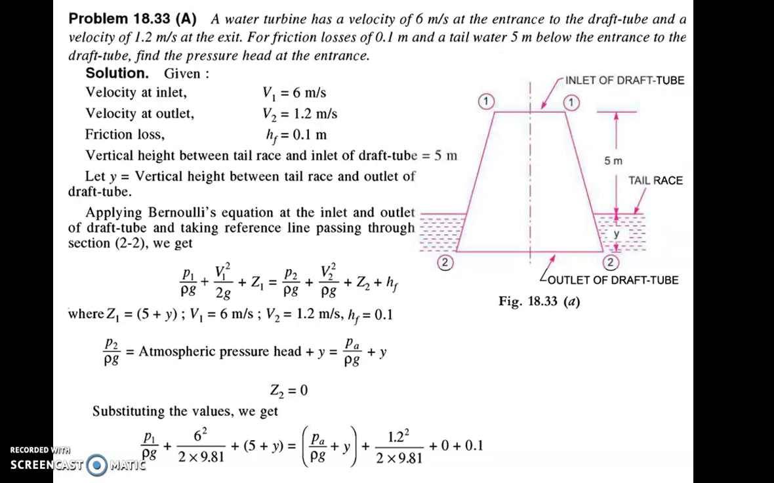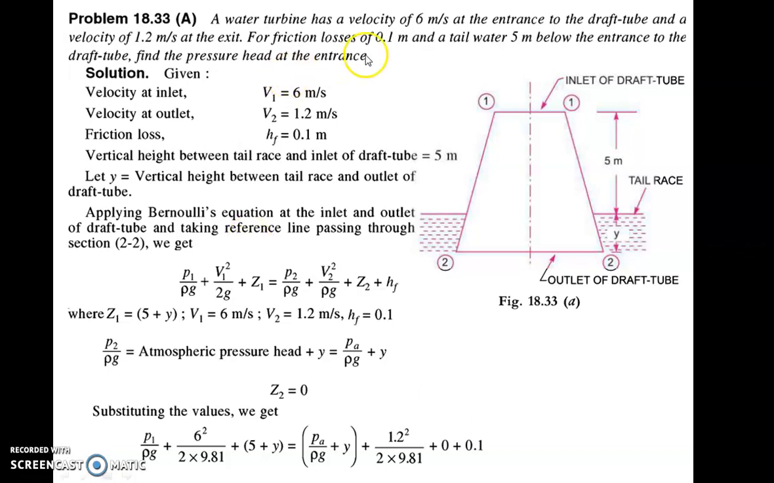So let us see numericals quickly. A water turbine has a velocity of 6 meter per second at the entrance to the draft tube and a velocity of 1.2 meter per second at the exit, right? It is to convert the kinetic energy, so kinetic energy decreases.